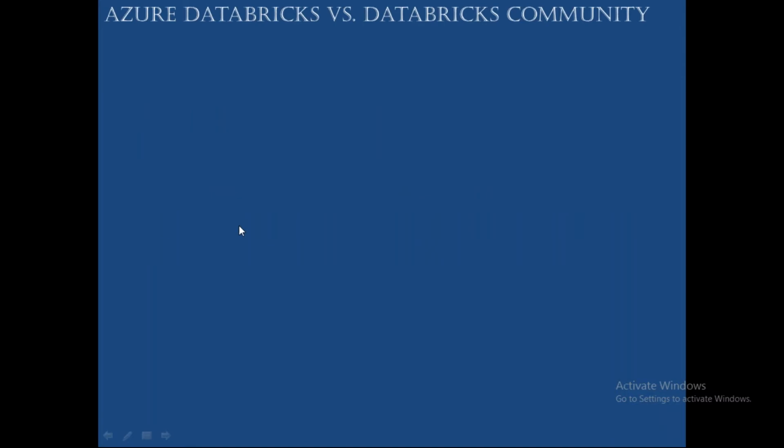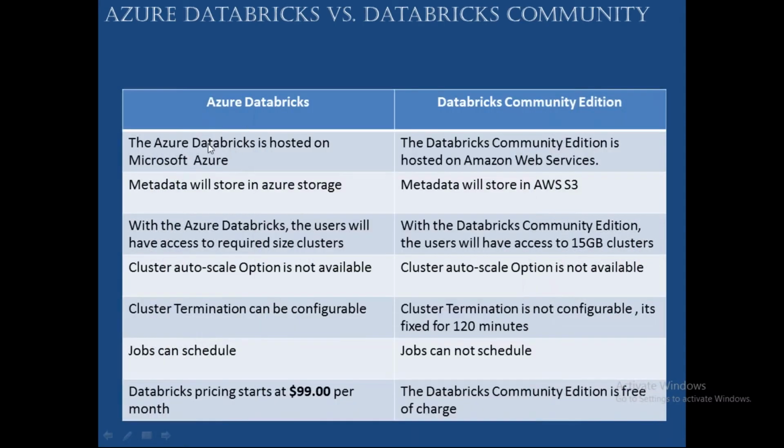Now we'll see the difference between Azure Databricks and Databricks Community. These are the differences. First, Azure Databricks is hosted on Microsoft Azure. The Databricks Community Edition is hosted on Amazon AWS. Metadata will be stored in Azure storage, that is blob storage, but here metadata will be stored in AWS S3.